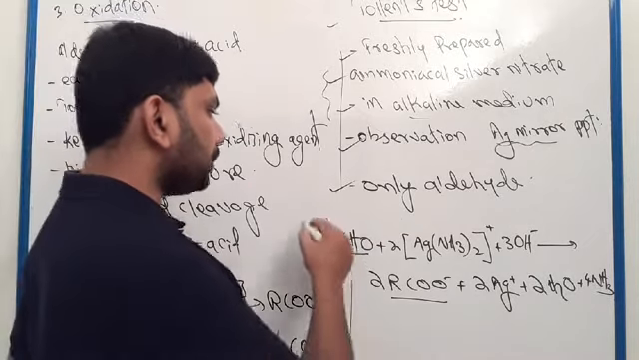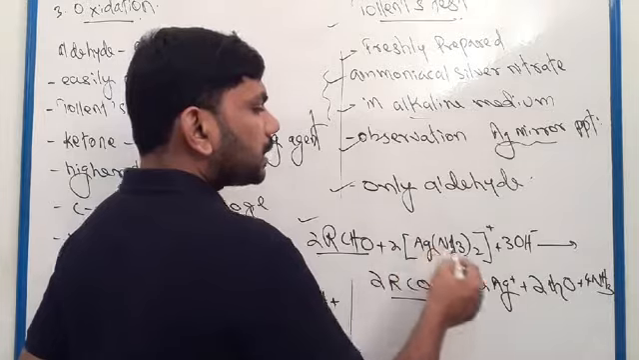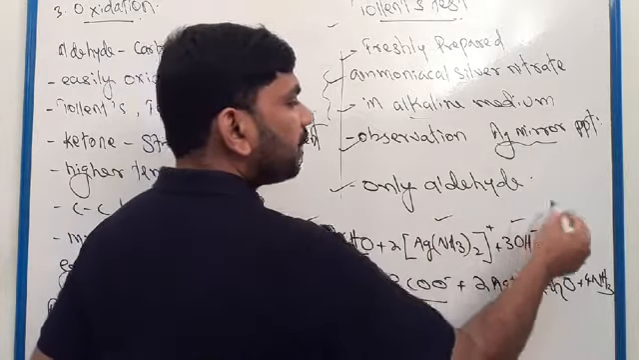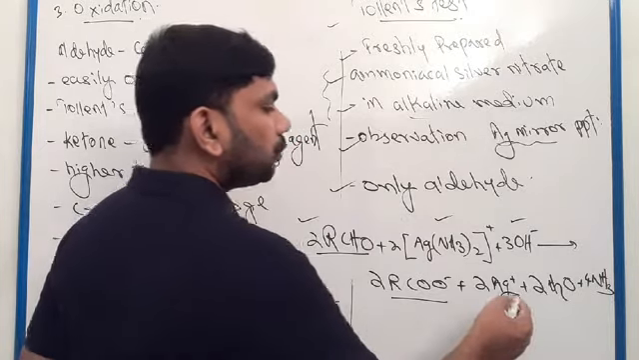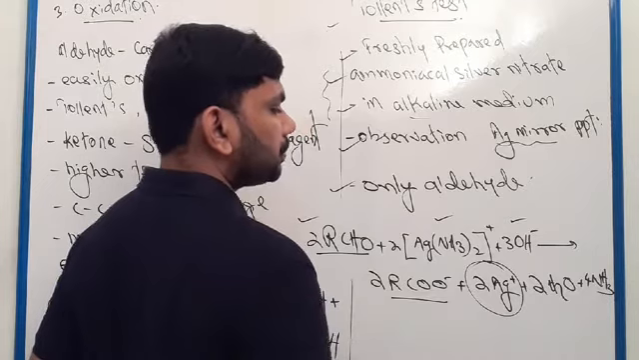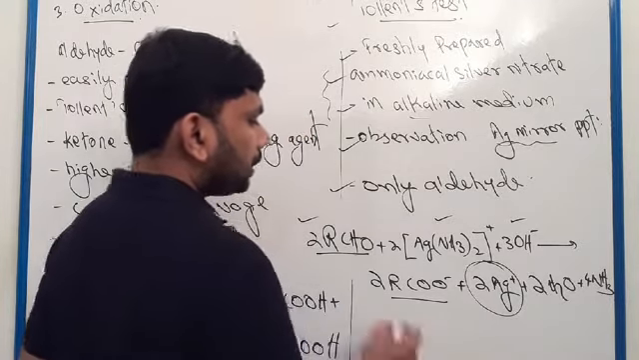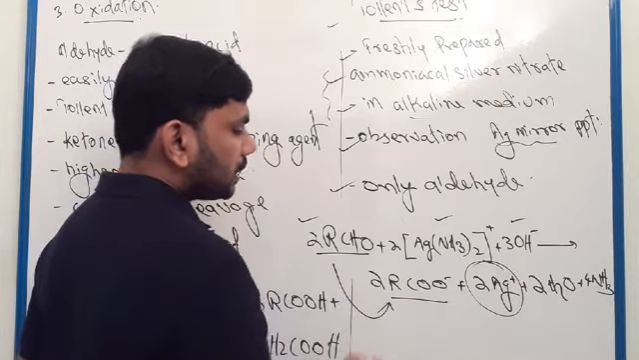So this is the chemical equation. Aldehyde reacts with ammoniacal silver nitrate in the presence of alkali, sodium hydroxide or potassium hydroxide. Here a silver mirror precipitate is formed. Clear? And here aldehyde is oxidized to carboxylic acid.